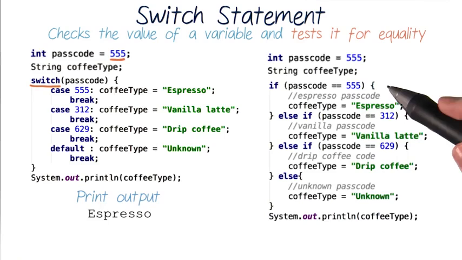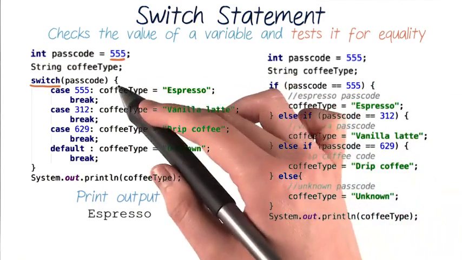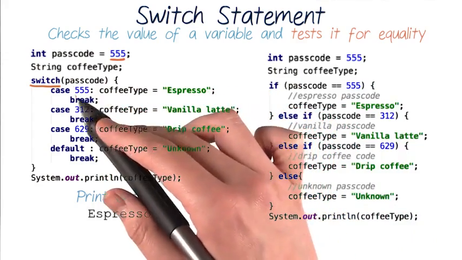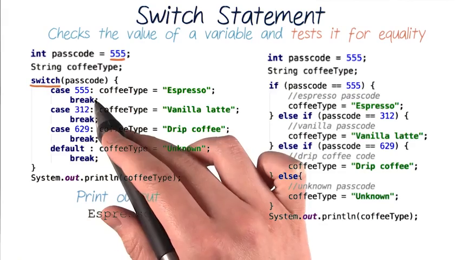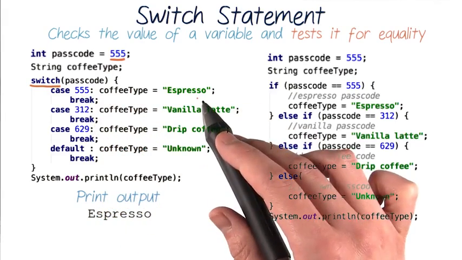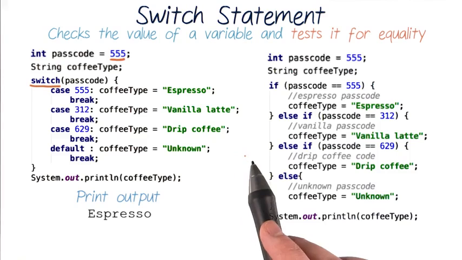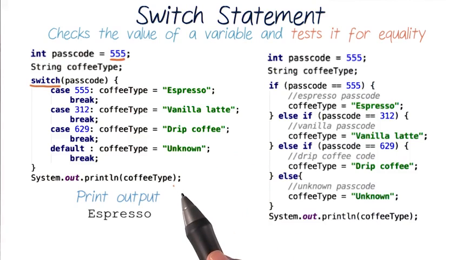For this code, it would enter our first if statement and set coffeeType to espresso. And for this code, it would check the value of our passcode against our first case, case 555. And because these match, it would enter this code and set our coffeeType to espresso again. So switch statements can be implemented with ifs and elses, but it can be easier and more understandable to write code in a switch if you're doing a lot of equality checks. And as a programmer, it's up to you to decide what to use to make your code easy to understand and use. Let's get some more practice with switch statements.